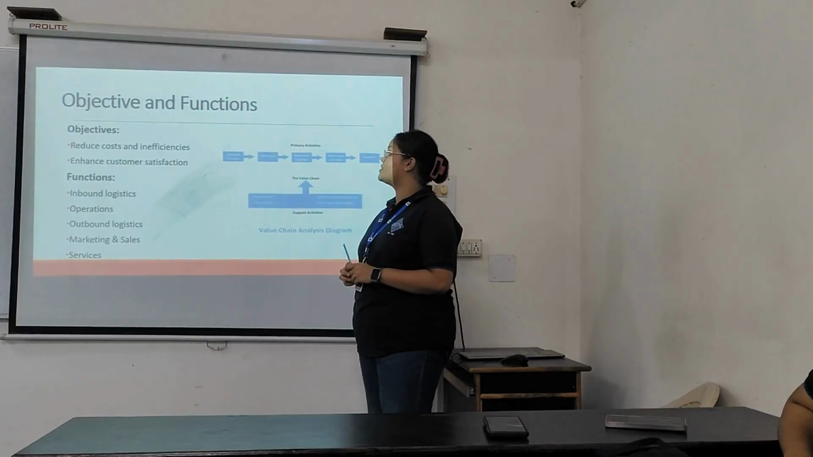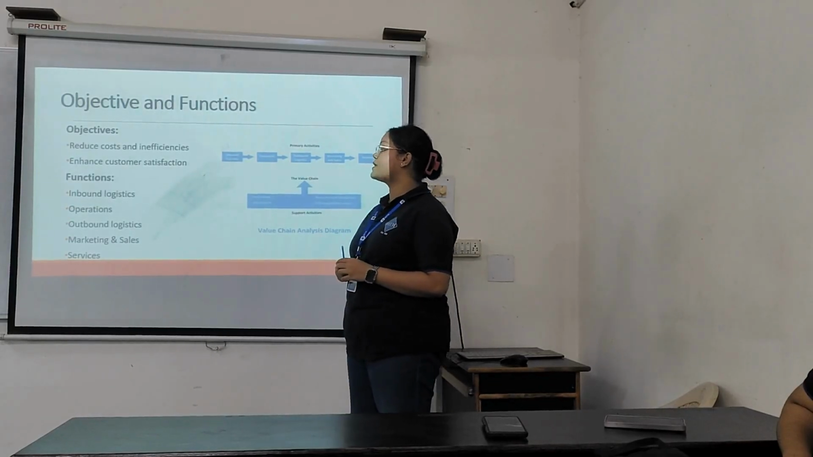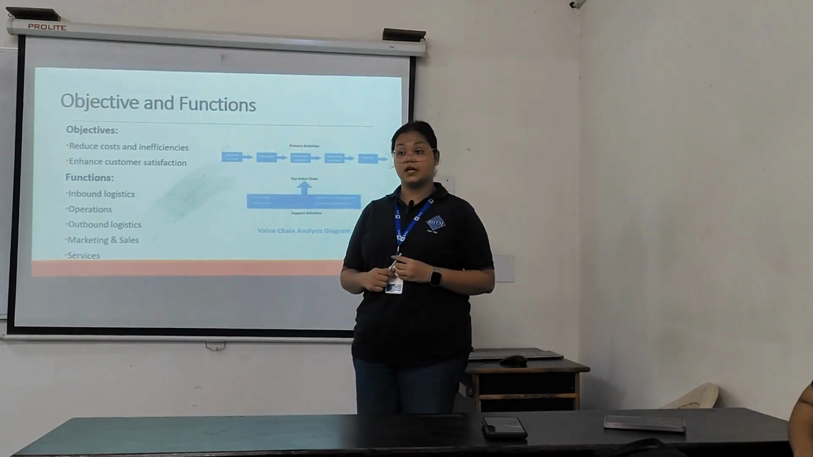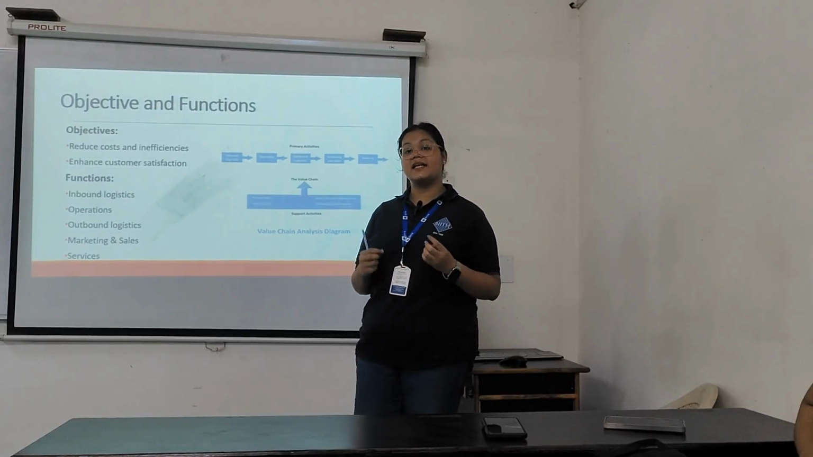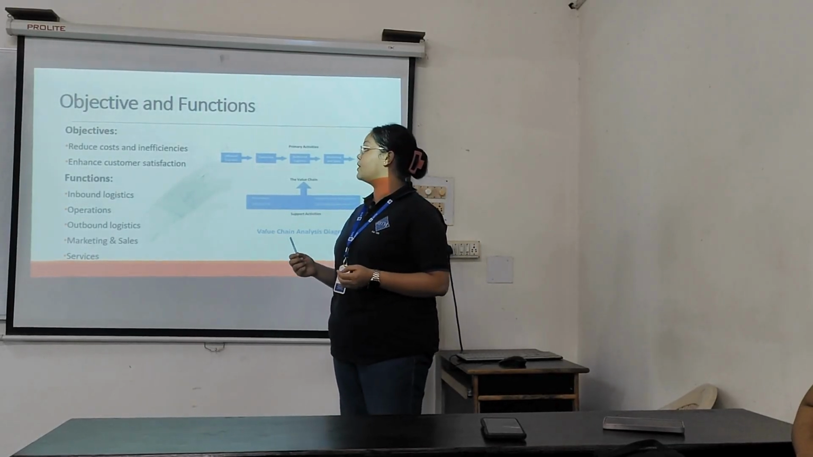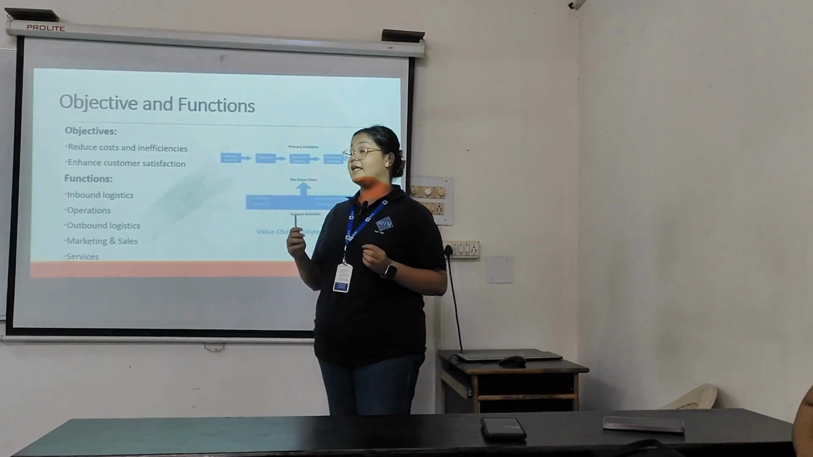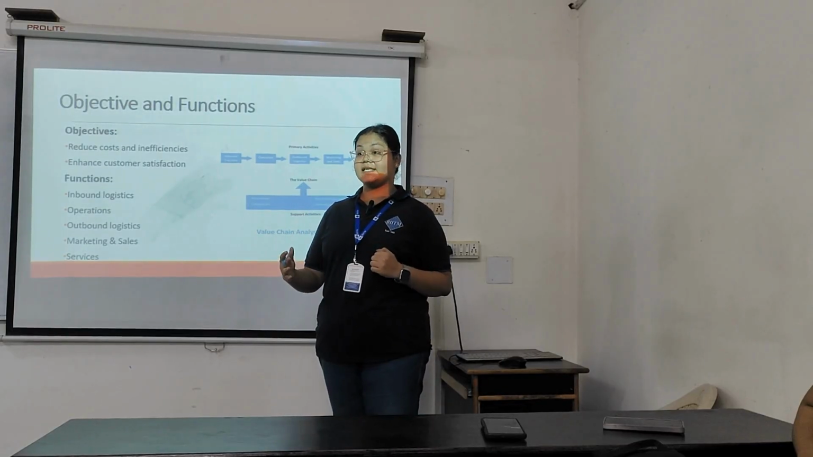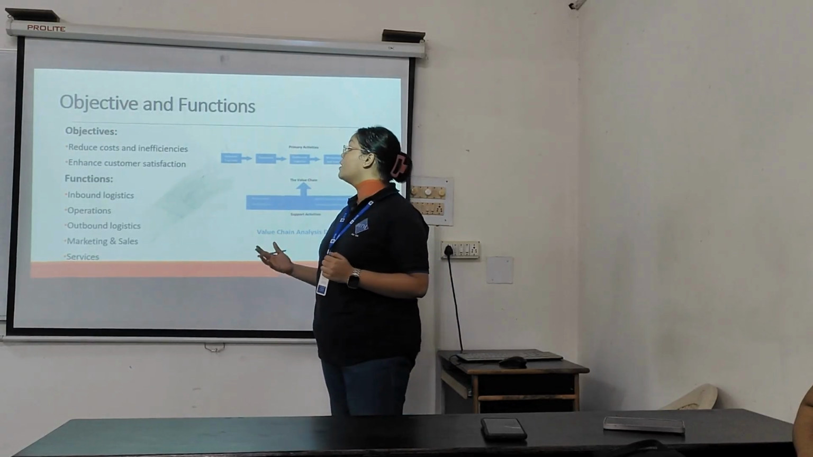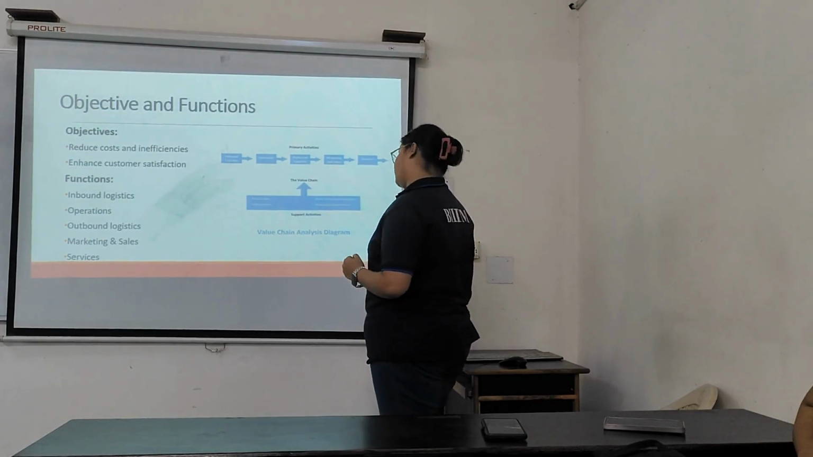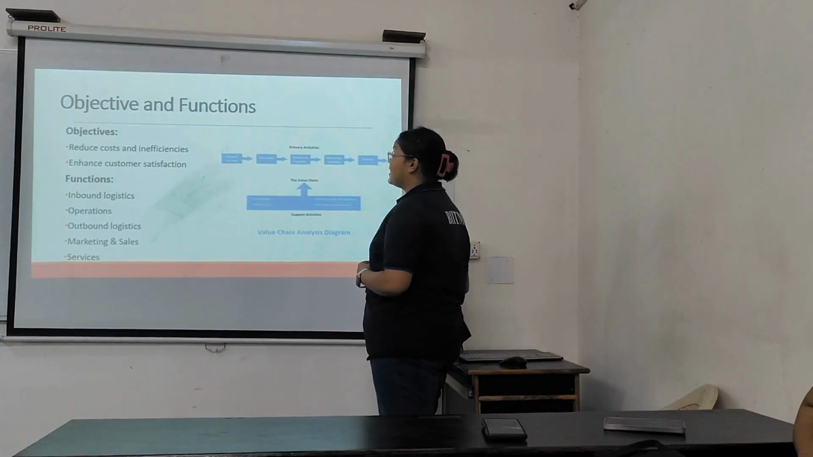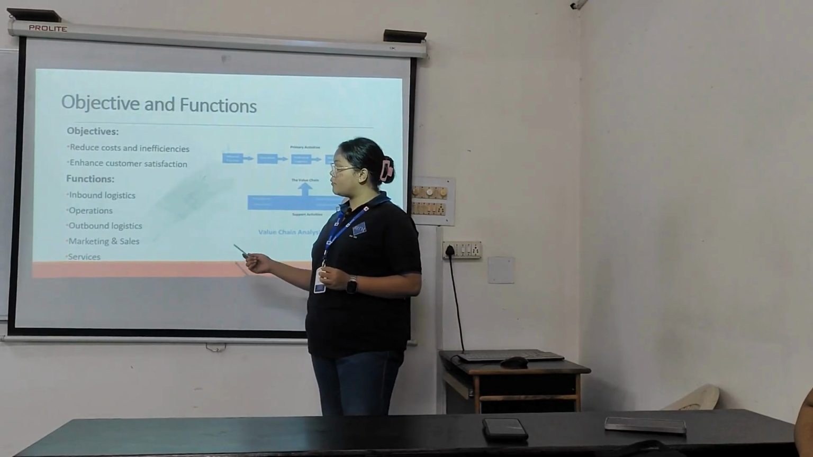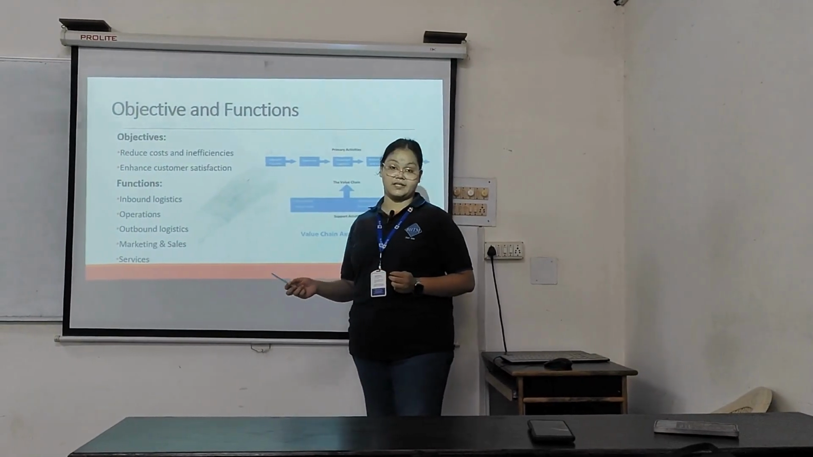Let's understand the objective and functions. Objectives are to reduce cost and inefficiency. The value chain identifies the unnecessary cost and helps to reduce it, and helps reduce inefficiency of the processes and helps to improve the product quality. Then the functions are inbound logistics, operations, outbound logistics, marketing, sales and services.